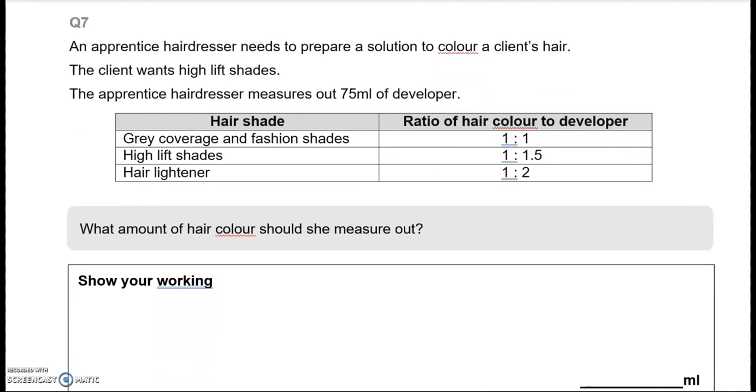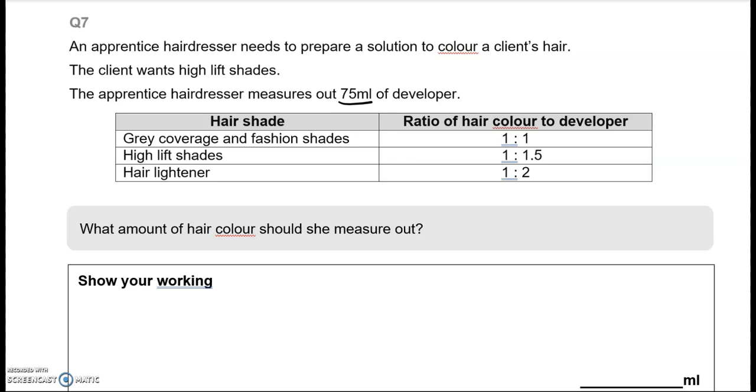An apprentice hairdresser needs to prepare a solution to color a client's hair. The client wants high lift shades. The apprentice hairdresser measures out 75 milliliters of developer. What amount of hair color should she measure out?